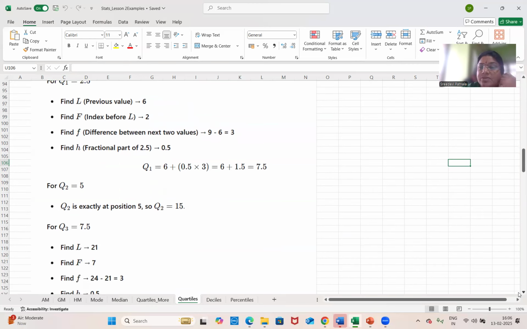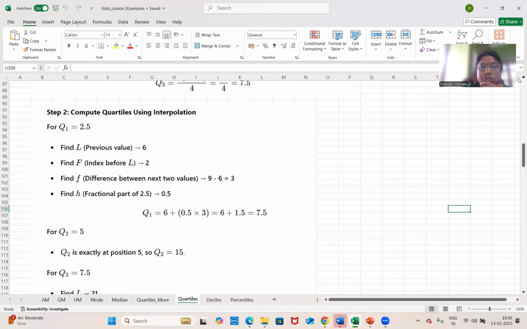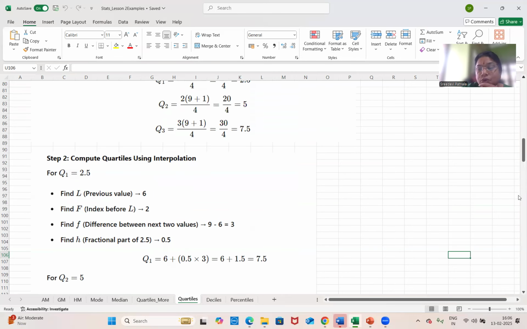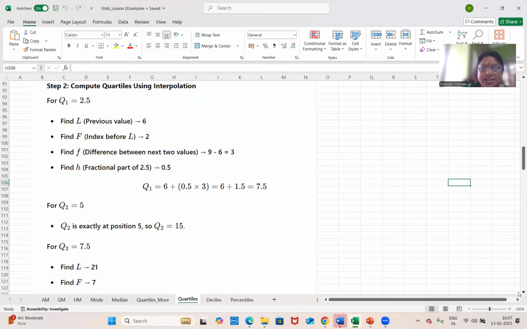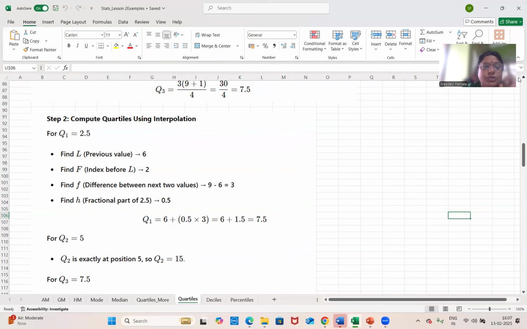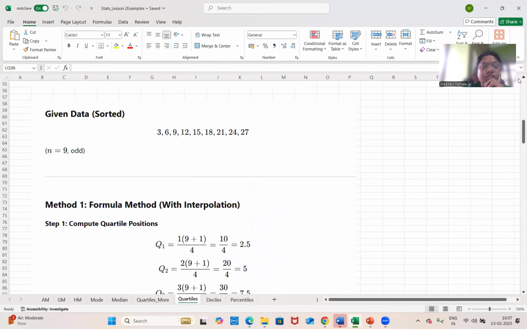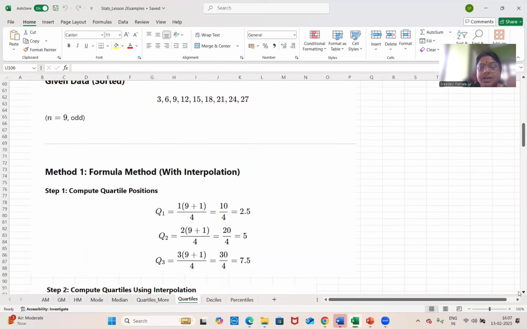Next comes the Q2. For Q2, you substituted 2 in place of K and got 5. Whenever the decimal value is not there, it is easy. You just take the fifth position and put it as your Q2 value. In our data set, what is the fifth position? 1, 2, 3, 4, 5. 15 is your value. So Q2 becomes 15.